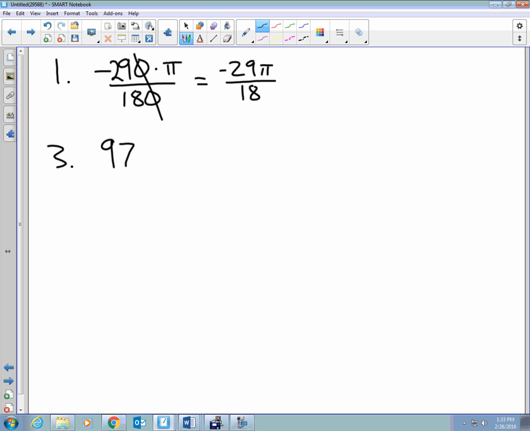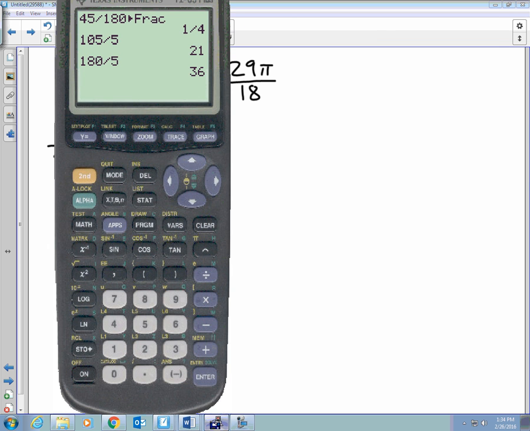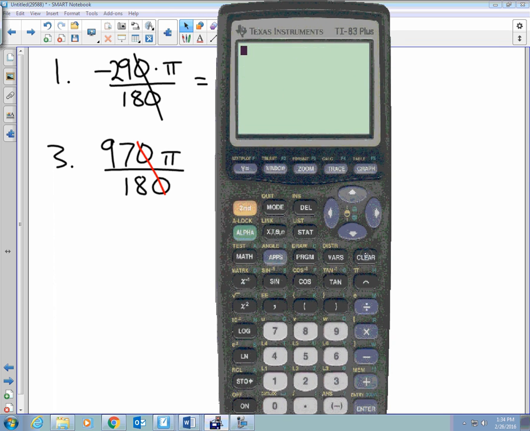Look at number 3. 970 pi divided by 180. What can I cancel off? Zeros. Are 97 and 18 divisible by the same number? It's hard to tell, isn't it? So maybe you leave it like that, and then you can go to your calculator and check 97 over 18, and you can convert it to a fraction and check to make sure you're correct. In fact, it doesn't simplify. Okay.